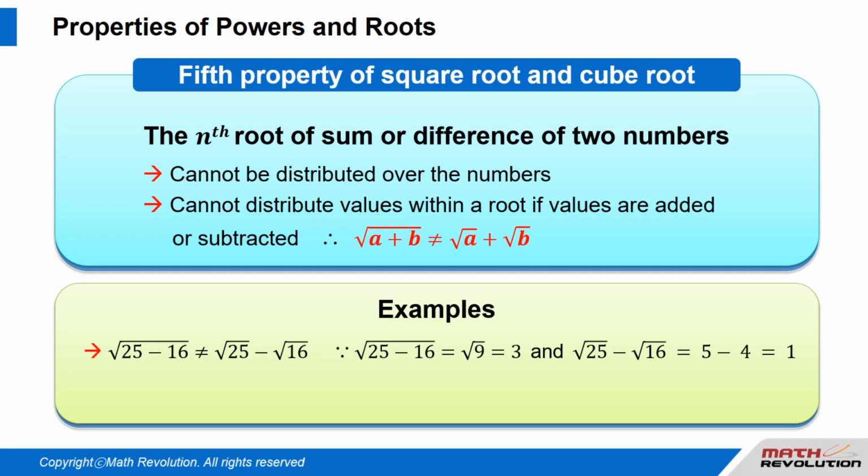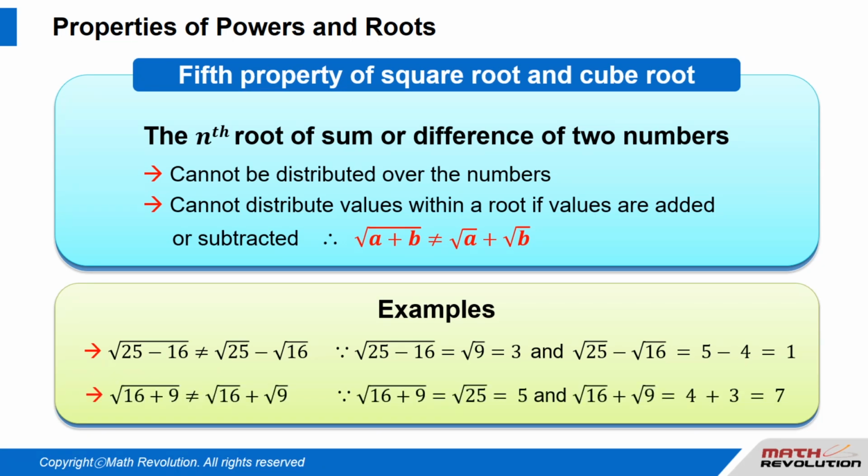Since square root of (25 minus 16) is square root of 9, which is equal to 3, and square root of 25 minus square root of 16 is 5 minus 4, which is equal to 1. Square root of (16 plus 9) is not equal to square root of 16 plus square root of 9. Since square root of (16 plus 9) is square root of 25, which is equal to 5, and square root of 16 plus square root of 9 is 4 plus 3, which is equal to 7.